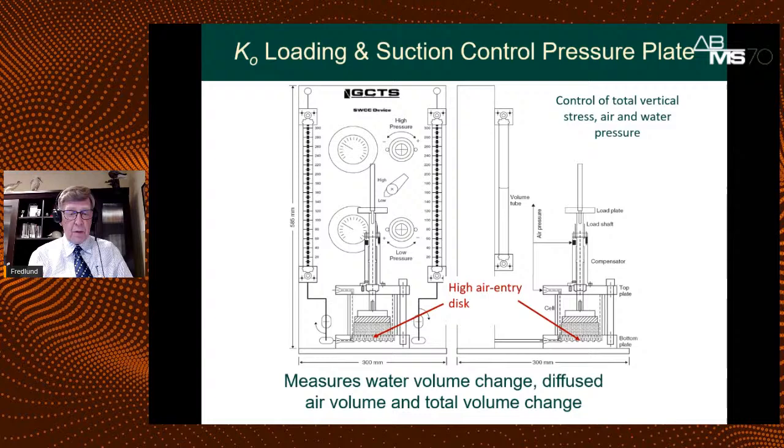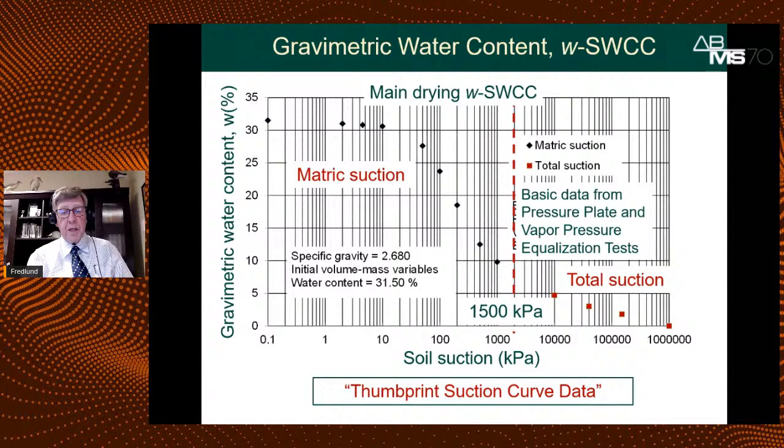Now let us consider the steps that need to be followed for the interpretation of the drying soil water characteristic curve. The final objective is to estimate the desired unsaturated soil property functions. An arbitrary division is shown on the soil water characteristic curve at a suction of 1500 kilopascals. Below this value, matrix suction data is plotted versus gravimetric water content. This data is obtained from the pressure plate apparatus.